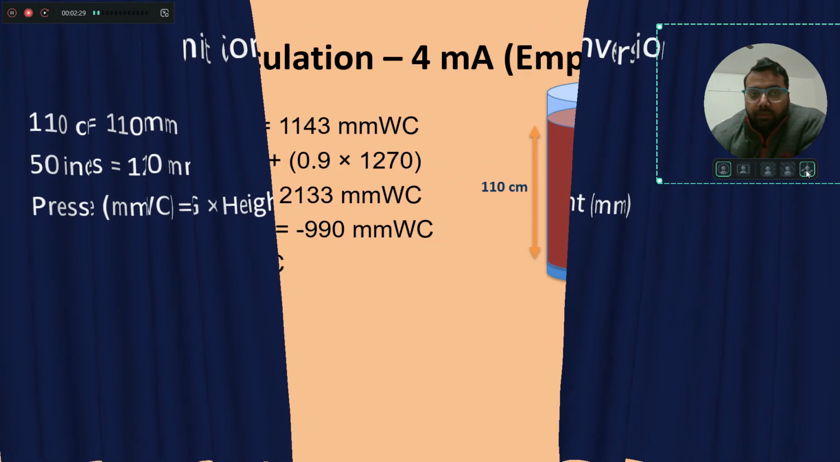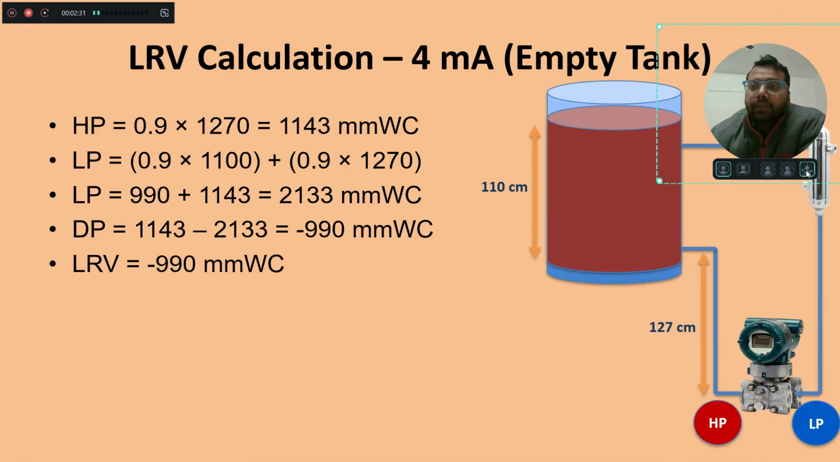Now, how can we start the calculation? First, we start when the tank is empty and the level shown at the transmitter is 0. How can we calculate the level at 0? Still, the transmitter is below the tank, so we are going to suppress this automatically. First, we have to calculate at the transmitter. There are two tappings: one is the HP tapping, another is the LP tapping. At the HP tapping, what is the total amount of head or pressure being borne?